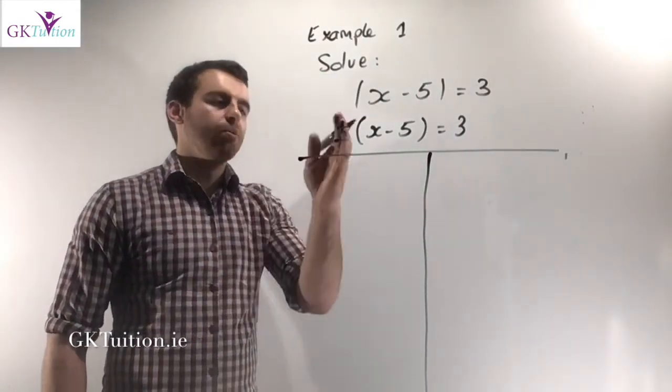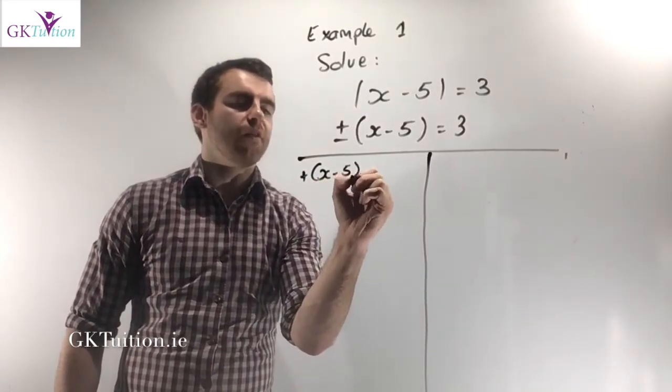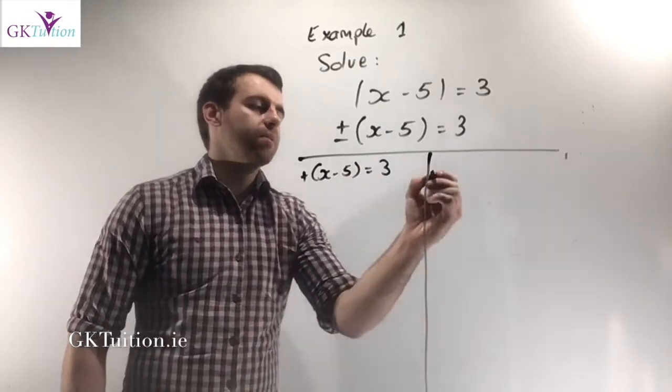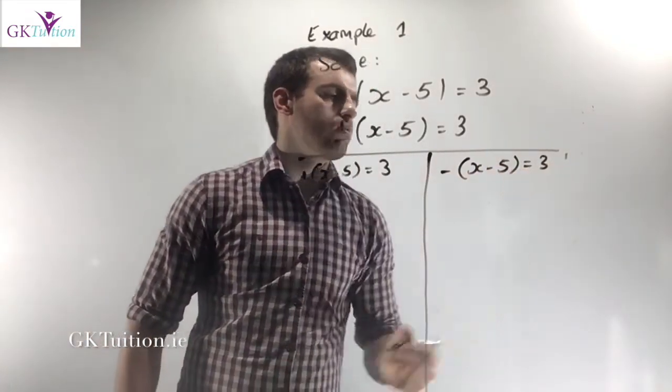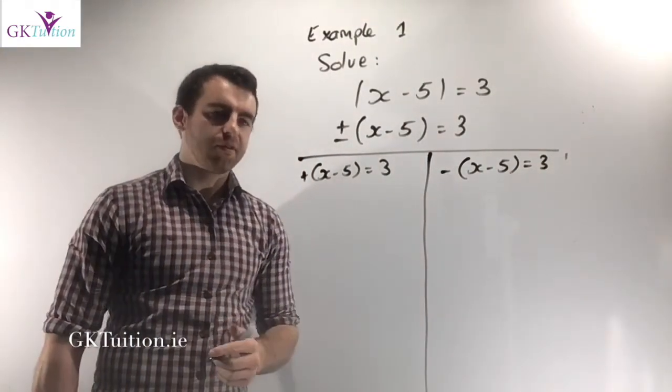In one scenario, I would take this as a plus. Imagine it's plus times x minus 5 equals 3. And in the other scenario, you take it as if it's a minus. So it's minus times x minus 5, which is equal to 3. And now I've got two very straightforward equations that I can solve for x.